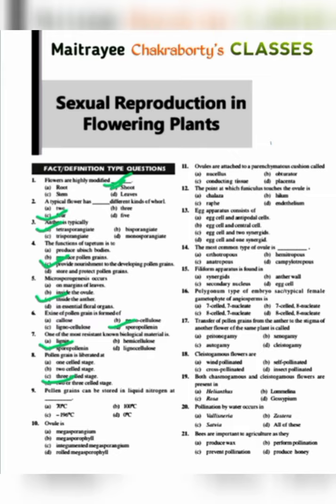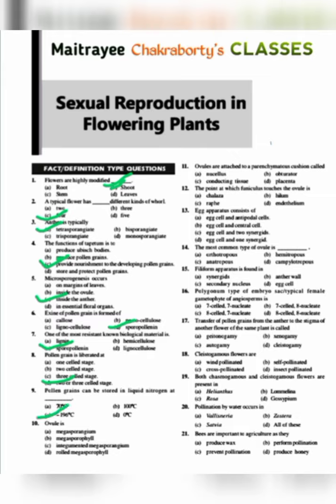Question number 9. Pollen grains can be stored in liquid nitrogen at A, minus 70 degrees Celsius; B, 100 degrees Celsius; C, minus 196 degrees Celsius; D, 0 degrees Celsius. What we know about this one is that pollen grains can be stored in liquid nitrogen at minus 196 degrees Celsius to retain their viability for a longer duration of time. Such stored pollen can be used as pollen banks, similar to seed banks, in crop breeding programs. So the answer to question number 9 will be C.